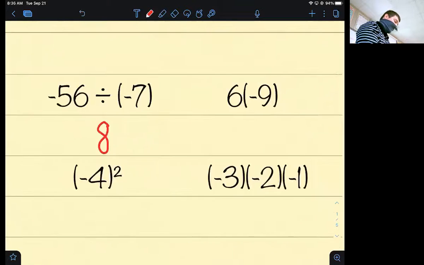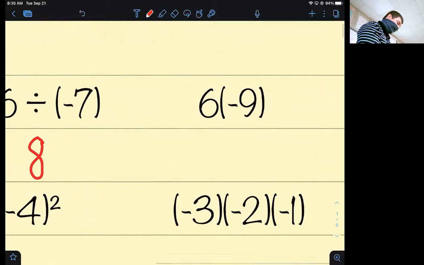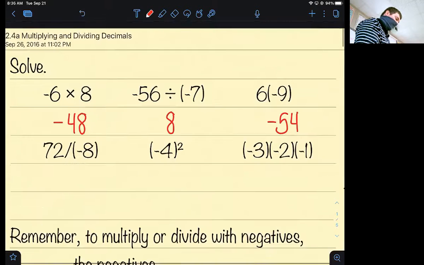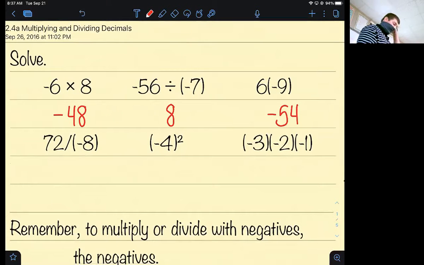This means 6 times negative 9. What's 6 times negative 9? Negative 54. Do 6 times 9 and make it negative because there's one negative. What's 72 divided by negative 8? Negative 9.